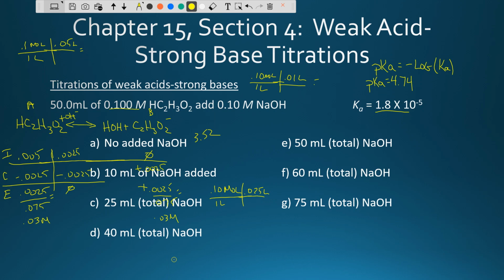Okay, remember that my pKa was 4.74, and so if I do this math, I see that my pH is going to be my pKa, which we said was 4.74, and that's going to be added to the log of my 0.03 over 0.03. Okay, if I do that, the log of 1 is 0, and so my pH ends up being 4.74.